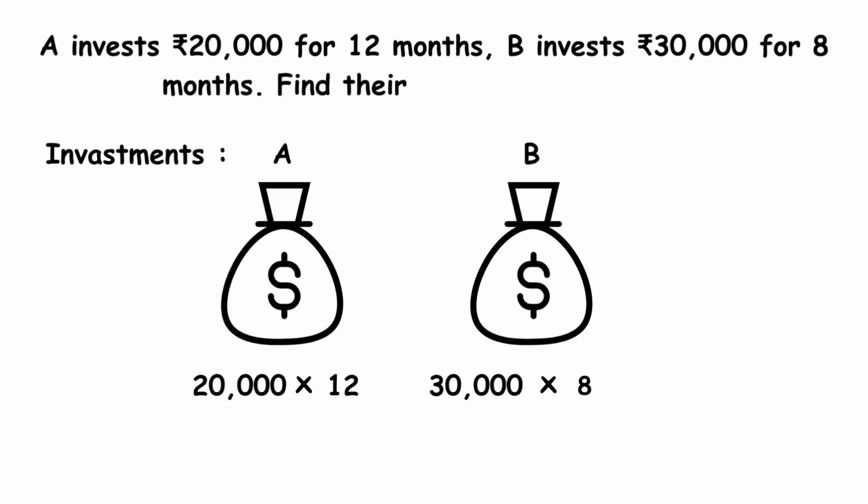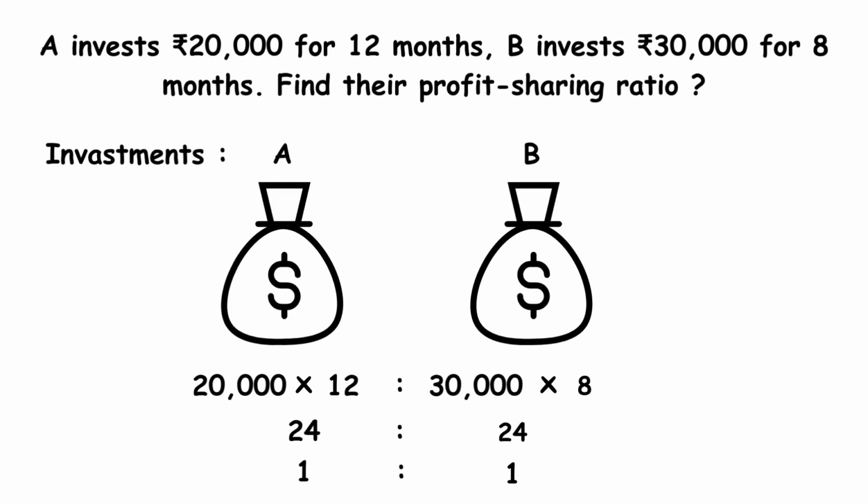So, A invests 20,000 for 12 months and B invests 30,000 for 8 months. The ratio will be 24 is to 24, it is 1 is to 1.